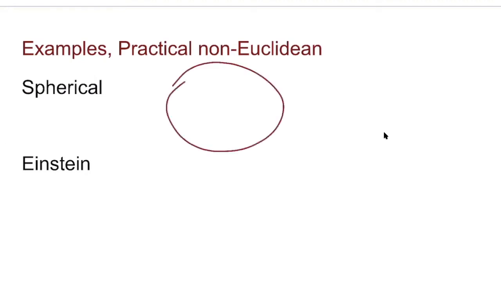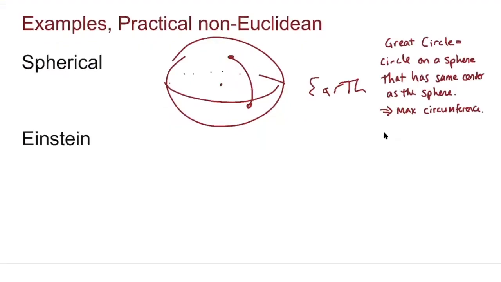So if I have a sphere, say, maybe Earth, which is not quite a sphere but pretty close, then the shortest distance between two points is what you get when you traverse what's called a great circle. A great circle is a circle on a sphere that has the same center as the sphere. In other words, it's a circle on the sphere that has the maximum possible circumference.